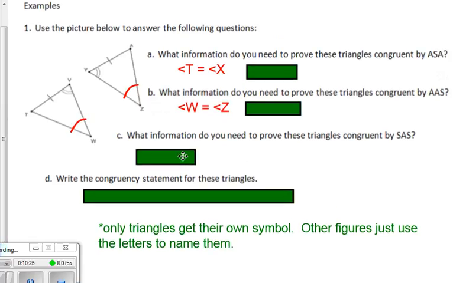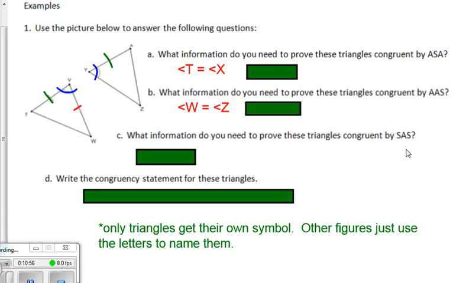What information would we need to prove these congruent by side, angle, side? Okay, so if we knew two sides and the angle that is in between them. Again, it's really important that it's the angle between the two sides. Well, we have a side right here, side and side. We have an angle here and here. So we need a side in both cases that makes the two sides surround the angle.